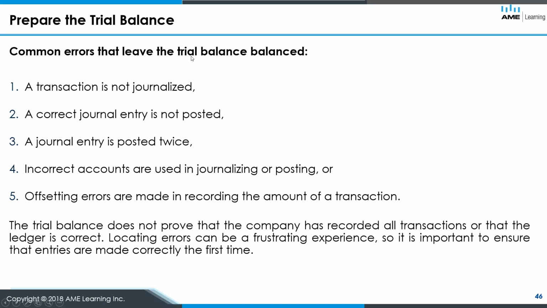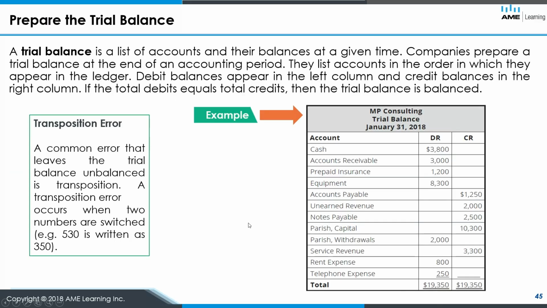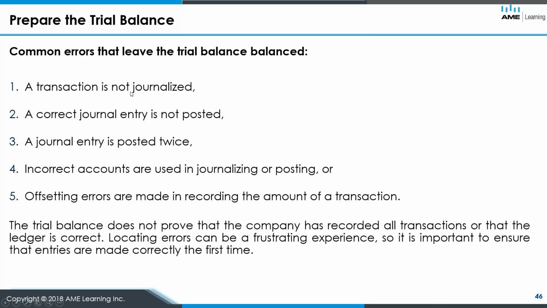So some of the errors that would leave a trial balance balanced, okay, these are common errors, like I just said, posting something twice. Other ways that you can have issues but still have a balancing trial balance, you could have transactions that just weren't even recorded, right? Something could have happened and it just didn't get recorded because the source document didn't make it to the accountant, for example. A correct journal entry is not posted. A journal entry is posted twice, like I mentioned. You could have incorrect accounts that were used. So it was supposed to be an increase to cash and revenue, but maybe you accidentally recorded it to cash and expenses or something like that.